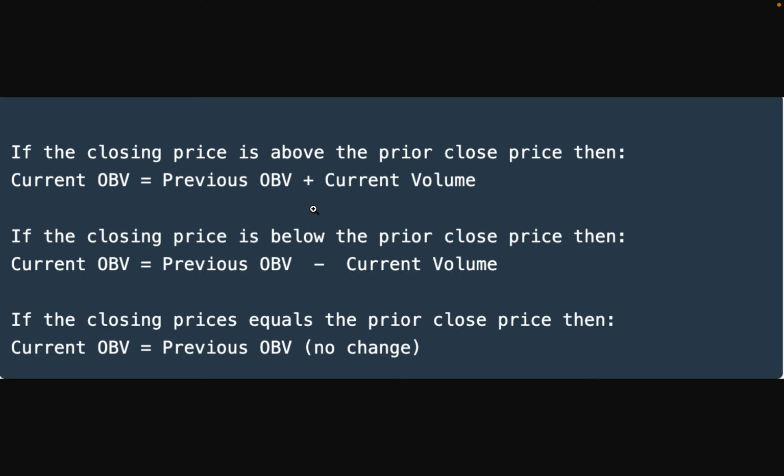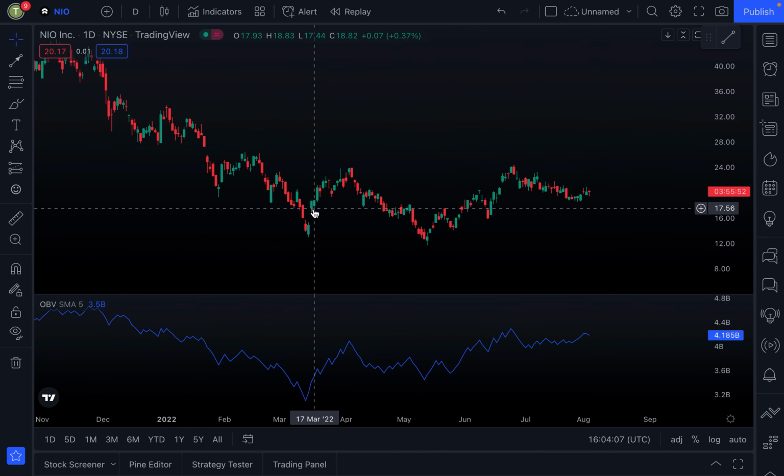Now, here's a very important thing. The formula and the actual value here of the OBV indicator are not important, guys. What is important here, what we want to focus instead on, is we want to concentrate on the direction of the OBV relative to the price of the security.